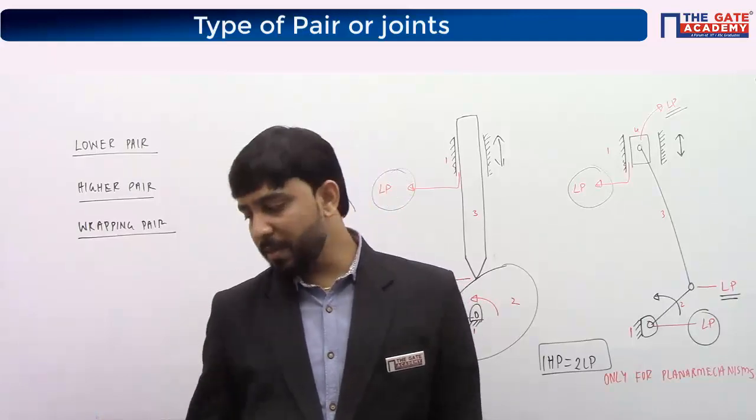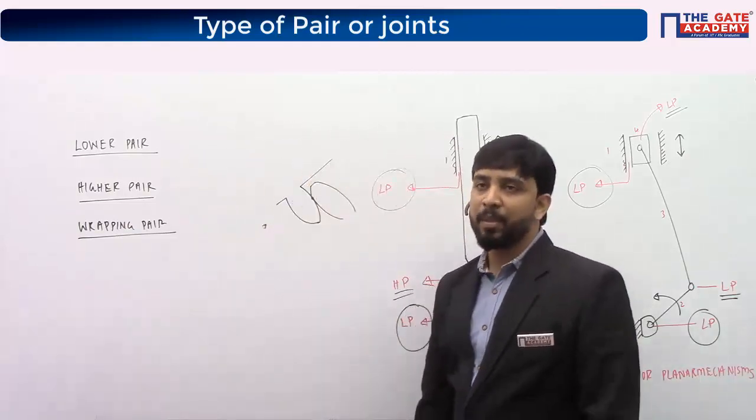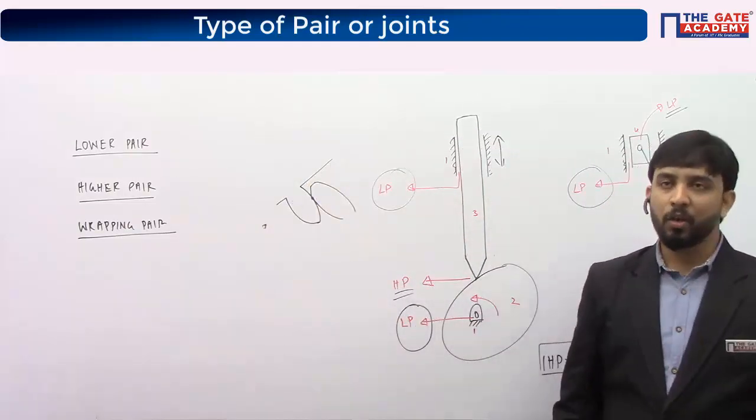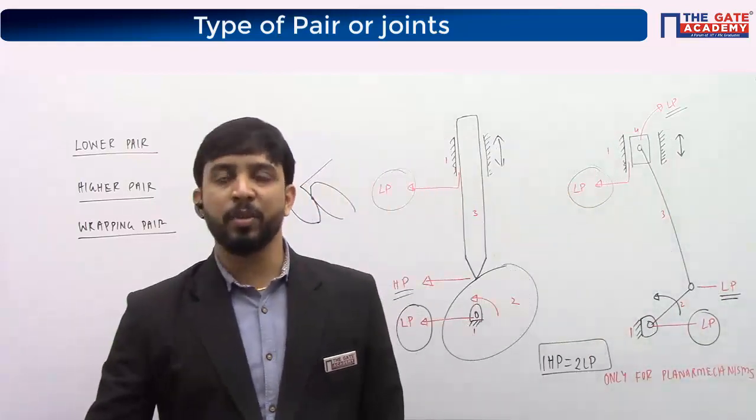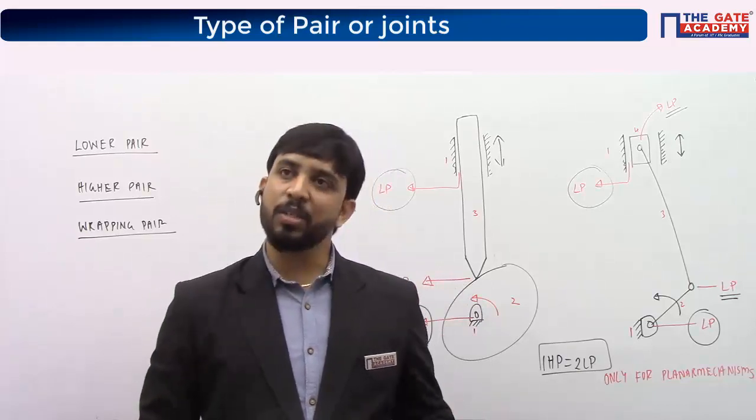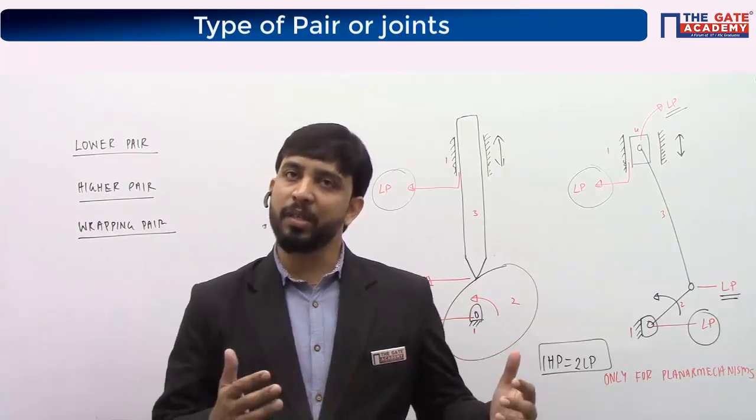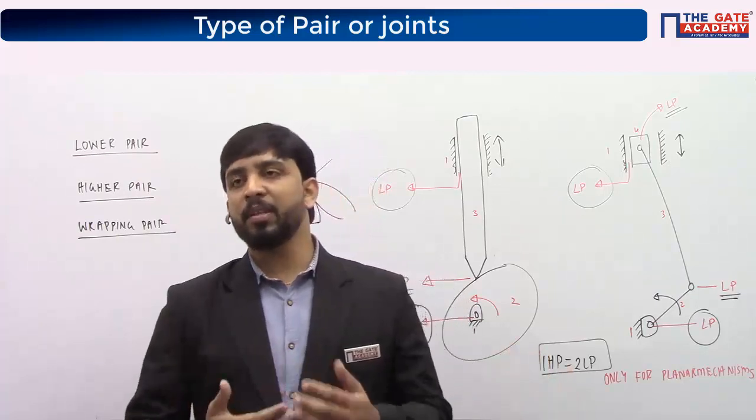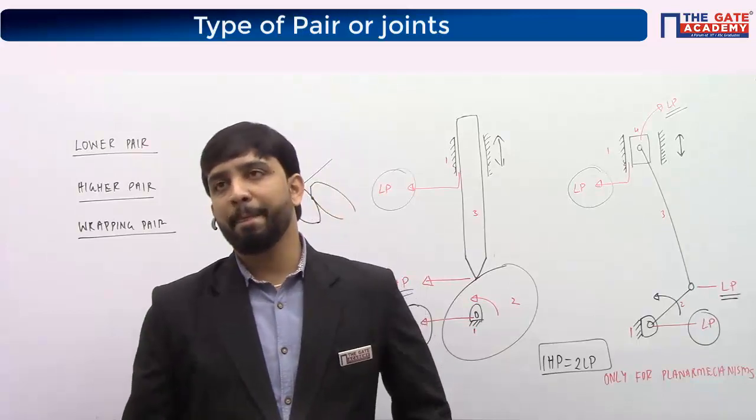Just write down like this. Wrapping pair is considered to be closer to higher pair. In IAS there was once a question where they gave belt and rope, but wrapping pair was not given in the options. If wrapping pair is not given in the options, belt and rope are considered as higher pair, okay?